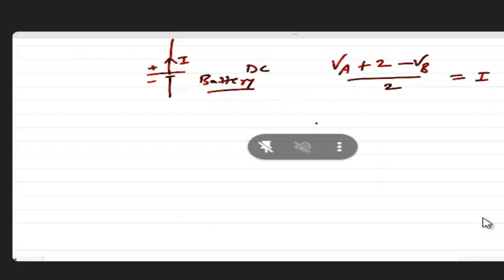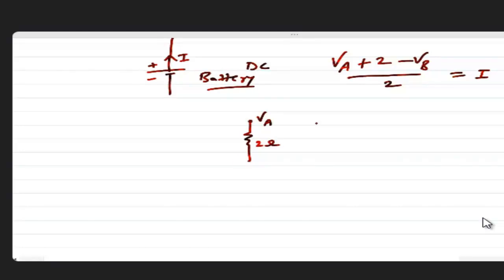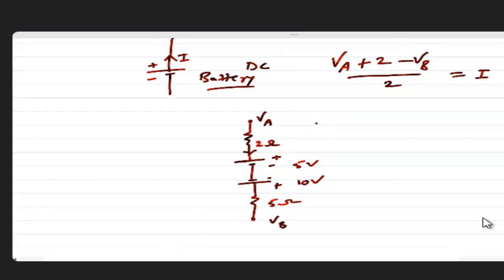Let us change the model. Let's say the potential at this point is VA. This is 2 ohm. This is, let's say, plus and minus, 5 volt. Here again, minus plus, 10 volt. Here again 5 ohm, and here again VB. Now tell me, if I have assumed the current is flowing from VA to VB, what is the equation for this current I?